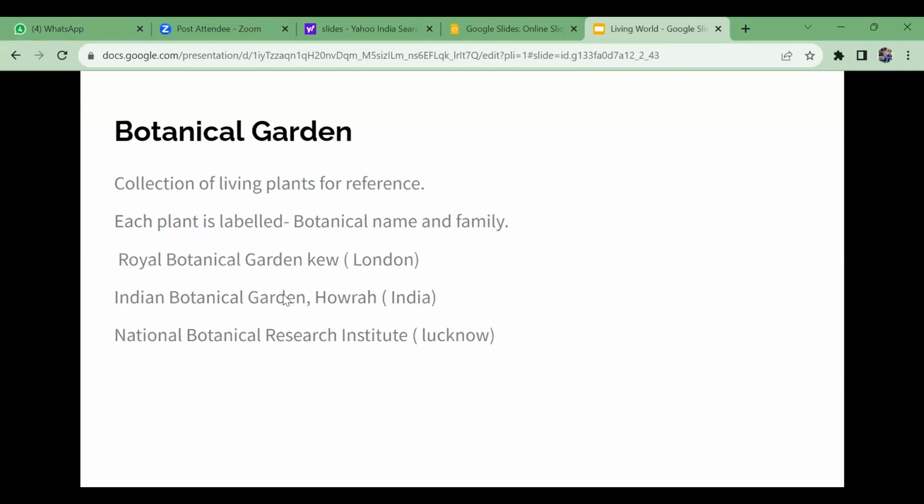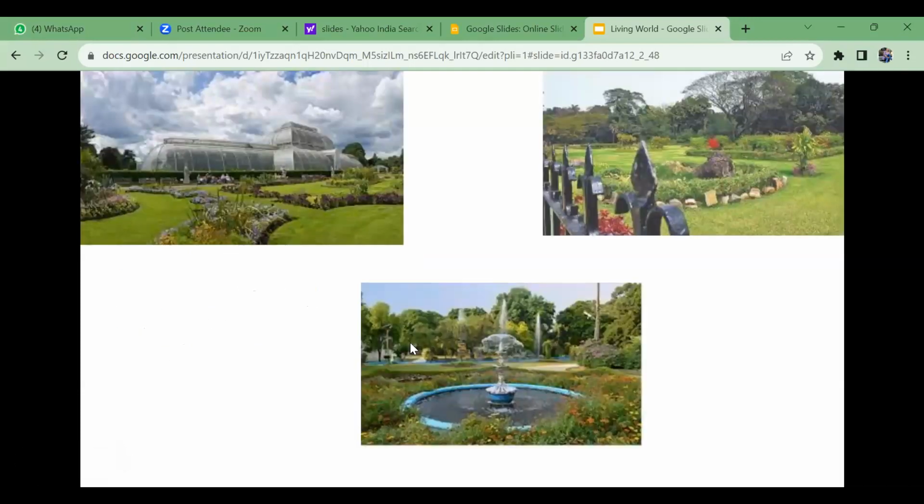Okay, botanical gardens you all know very well. A collection of living plants. Here living plants will be there. And these are the 3 botanical gardens you have to remember. Royal Botanical Garden. The one in Italy is not needed. Remember these 3. Enough. Okay. Indian Botanical Garden in Howrah. National Botanical Research Institute in Lucknow. Okay. So these are the botanical gardens.